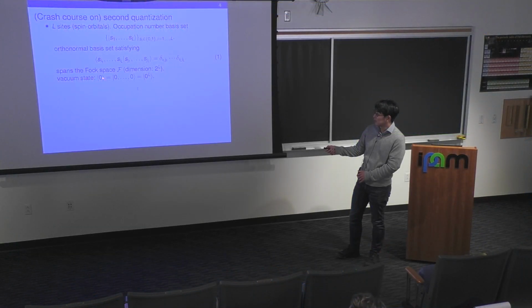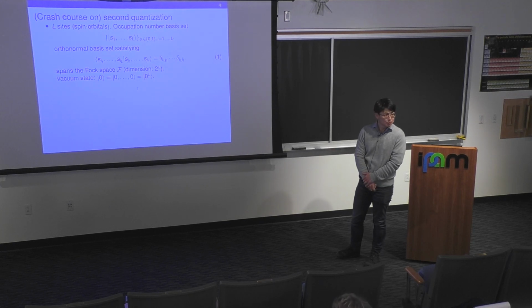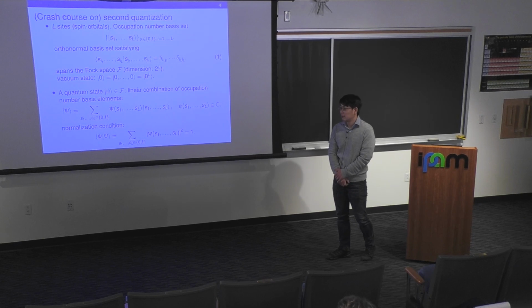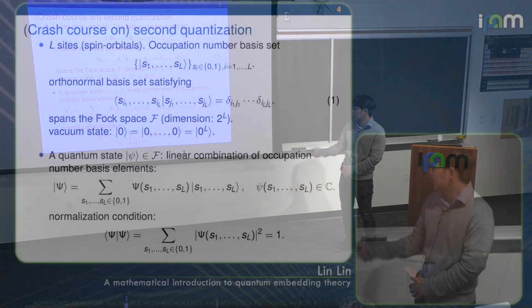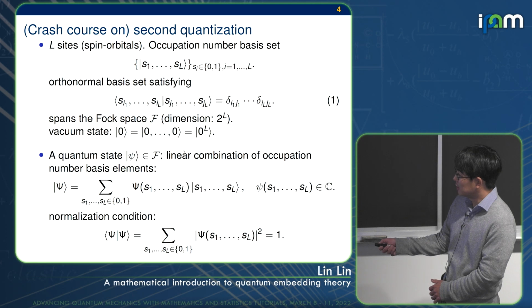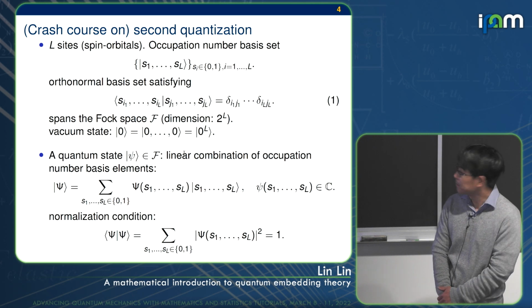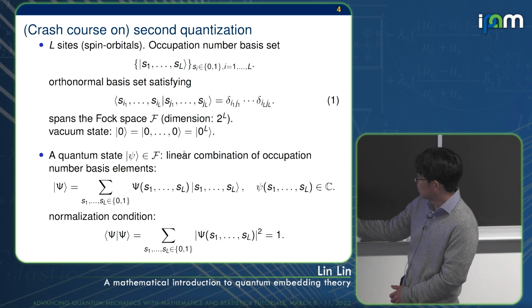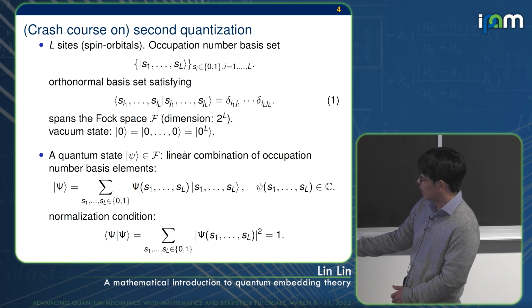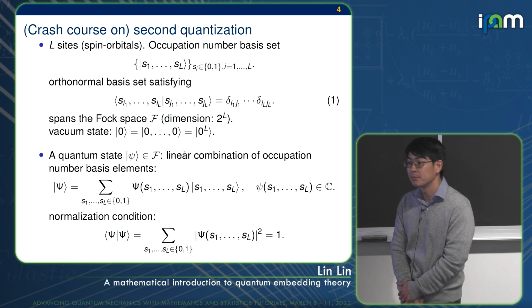There's something called the vacuum, often called |0>, which just means everything is 0. A quantum state in the Fock space is a linear combination of things in the occupation number basis, which means you have a vector in the Fock space. These are the coefficients, just a vector in C^(2^L), in this occupation number basis. Because of the orthonormality condition, the normalization condition of a vector in terms of the L2 norm is just the discrete L2 norm, the sum of the squares of the numbers, and that is equal to 1. Is that clear to everyone?